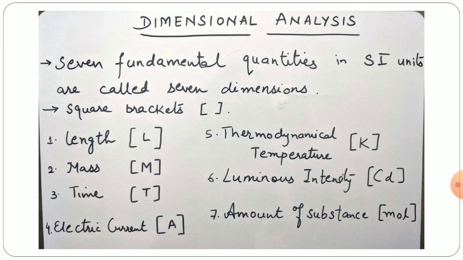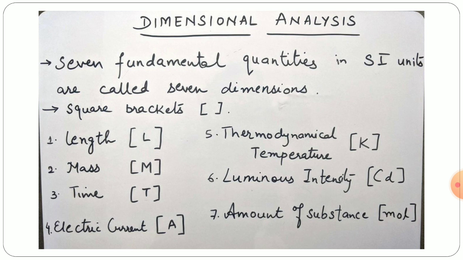So, for length, the dimension is written as capital L within square brackets. For mass, we write the dimension with capital M within square brackets. Similarly, for time, we use capital T within square brackets. For electric current, we use A because the SI unit for electric current is ampere. Therefore, the dimension is written as capital A within square brackets.